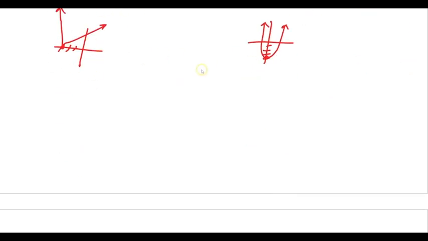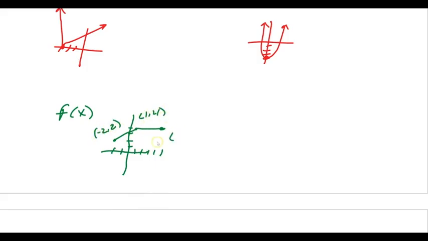And it doesn't have to be basic graphs. I can do this with anything. If I give you a graph like this, let's say f of x looks like this. Let me actually give points here. This point right there is going to be negative 2 and 2. This is 1 and 4. And this is 5 and 4. I'm just saying f of x is that: negative 2, 2, 1, 4, and 5, 4.